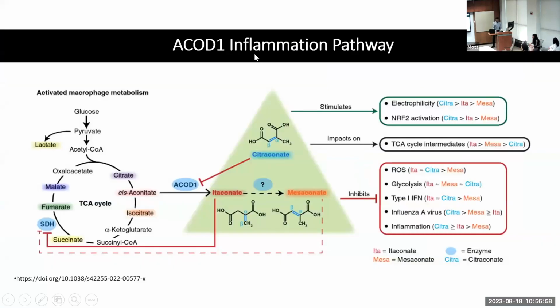This is the pathway for ACOD1. Basically, cis-aconitase stimulates the production of itaconate, and between that, ACOD1 is produced. Then itaconate stimulates and creates mesaconate. When that is stimulated, this inhibits things such as ROS and glycolysis, but what we're mainly focused on is inflammation. When itaconate is produced, it also acts as a negative feedback loop, and it turns off SDH, one of the entries into the citric acid cycle.